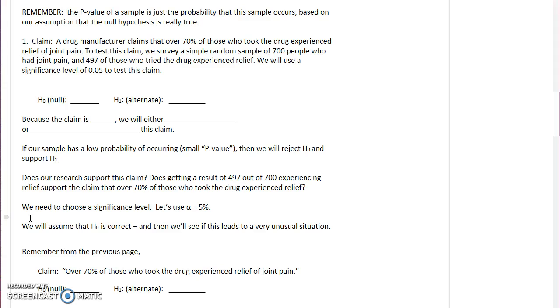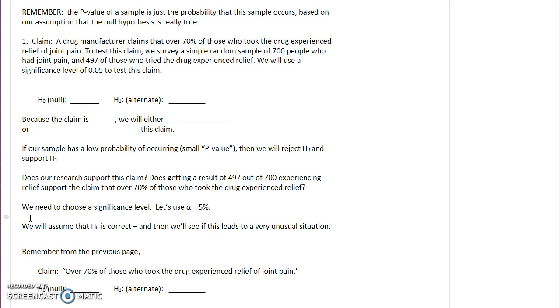Okay, so before we get started, we're going to start testing a claim about a proportion value. Remember that the p-value of a sample is just the probability that this sample occurs based on an assumption that the null hypothesis is really true.